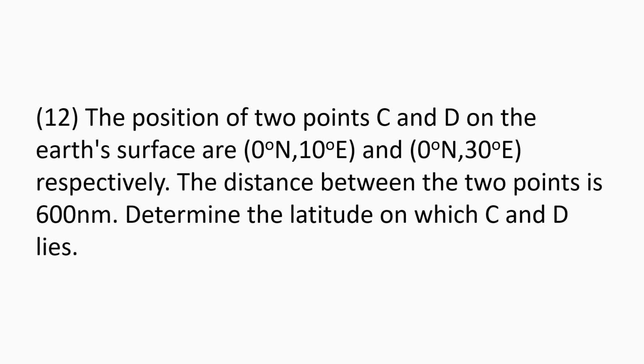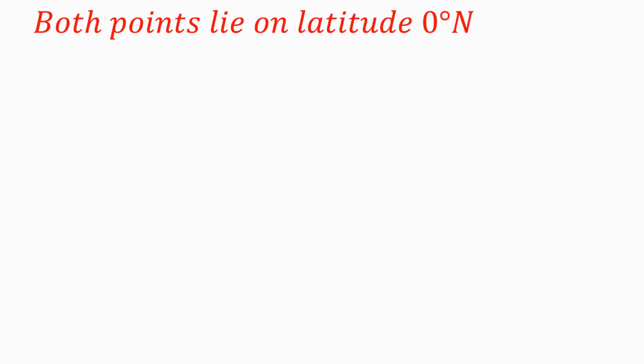So in our case, we've been asked to find the latitude, and it's expressed as north or south of the equator. The latitude of points C and D is the same, which is 0 degrees north. But had we been asked to determine the longitude, it would be 10 degrees east and 30 degrees east for points C and D respectively. So the right answer is both points C and D lie on latitude 0 degrees north.